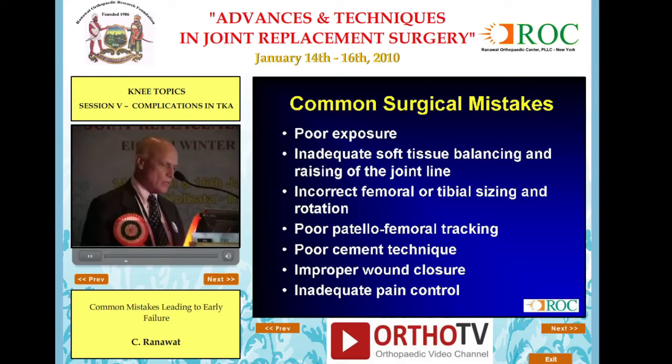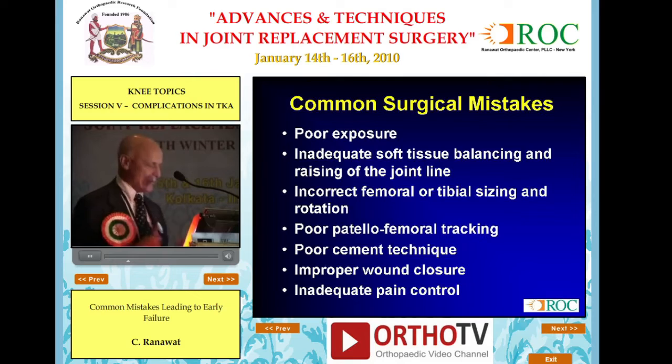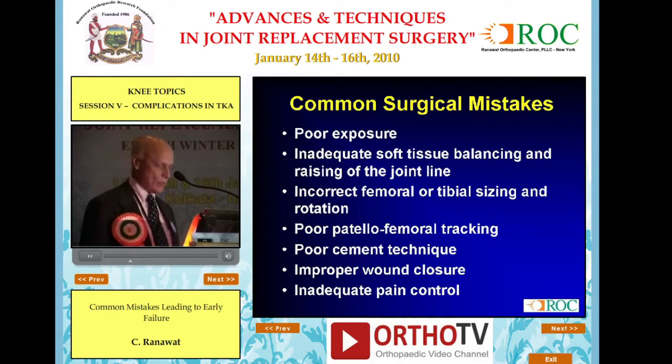Sizing of the component is another, under or oversize. Poor tracking of the patellofemoral joint because of rotational malalignment. Poor cement technique so that you don't have a good bond. Improper wound closure, and tugging and pushing and pulling of the soft tissue so it doesn't heal and has delayed wound healing. And if you leave it too tight, as I said, a lot of pain in the post-op period.